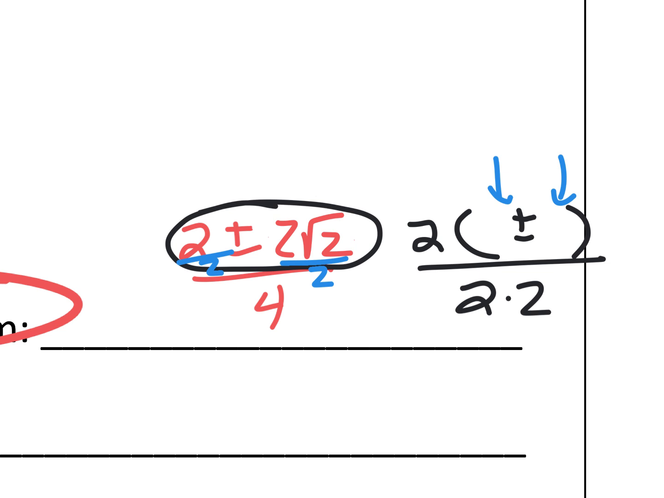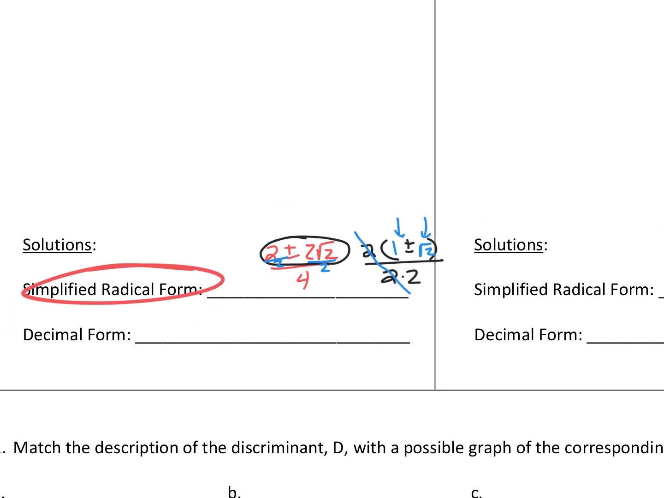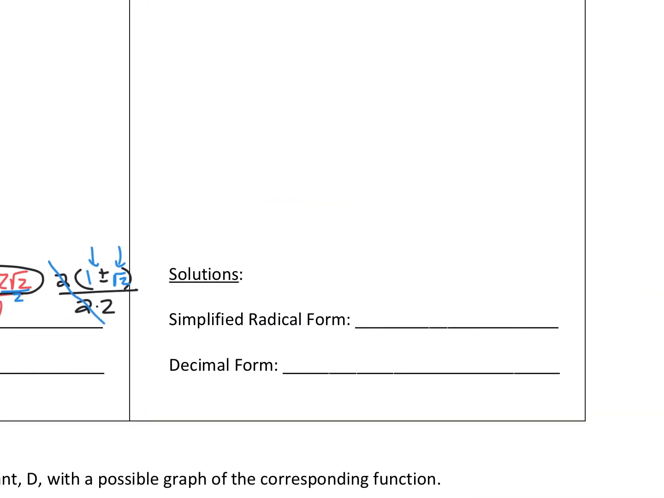Try it. Who, before I said it, had 1 plus minus root 2 in there? Okay, awesome. And then some kids left it without canceling the final 2. You've got to cancel that. And there's your final answer. That's called simplified radical form. For sure, final. Okay.